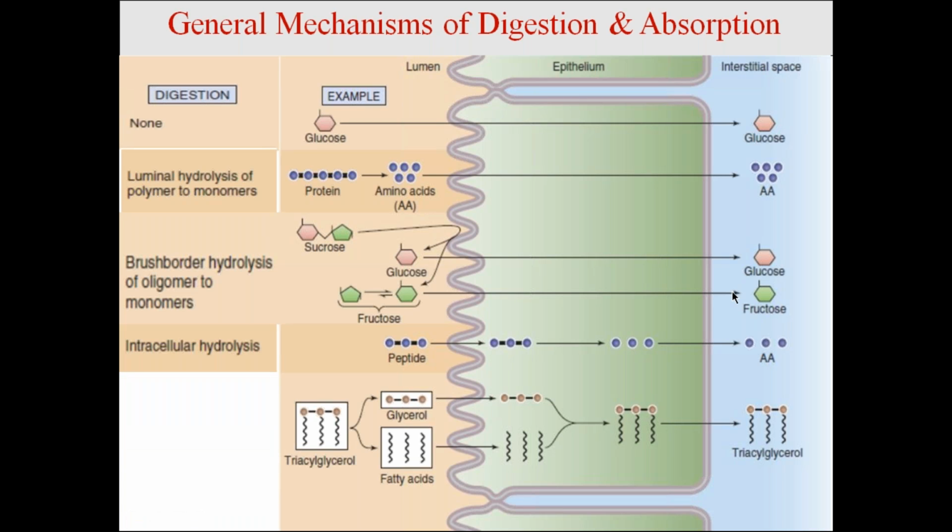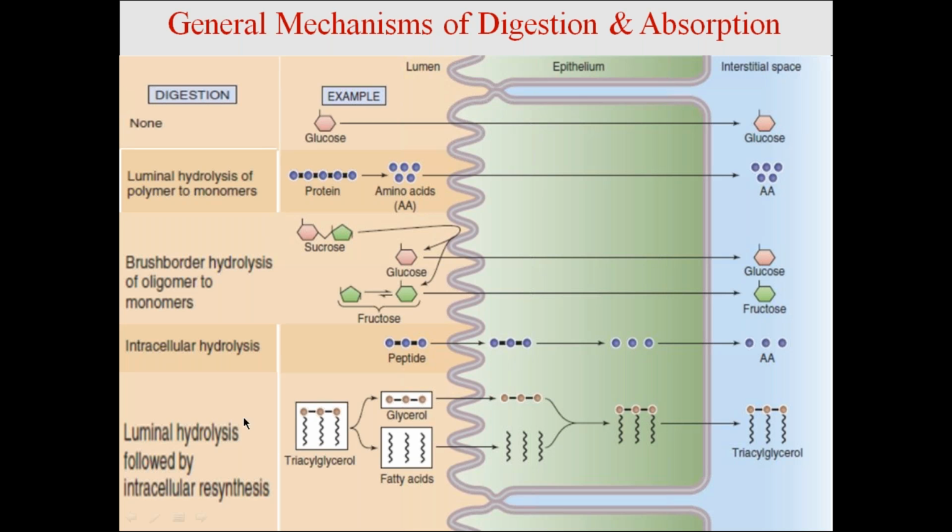Next principle is that it might be taken up by the enterocyte, or by the small intestinal cell, and it is hydrolyzed within the cell itself into monomers, and this monomer is absorbed in the blood circulation. So this is another mechanism by which digestion and absorption of a nutrient can occur.